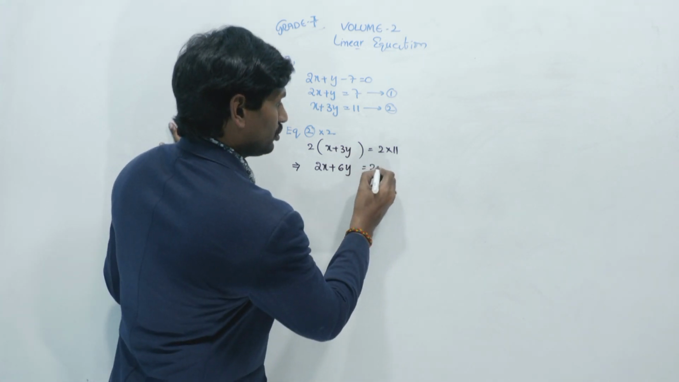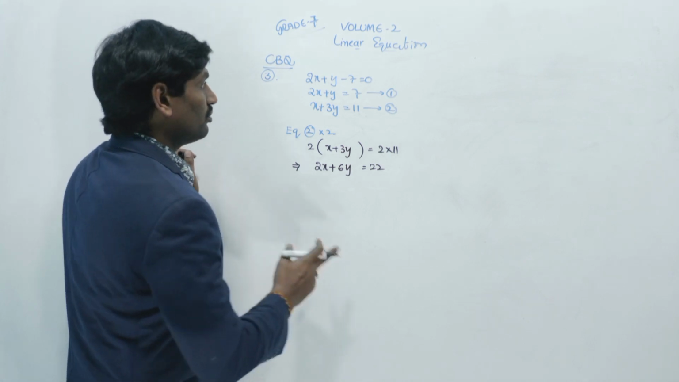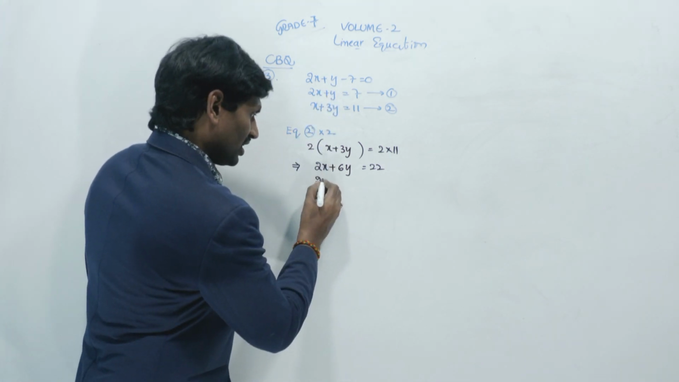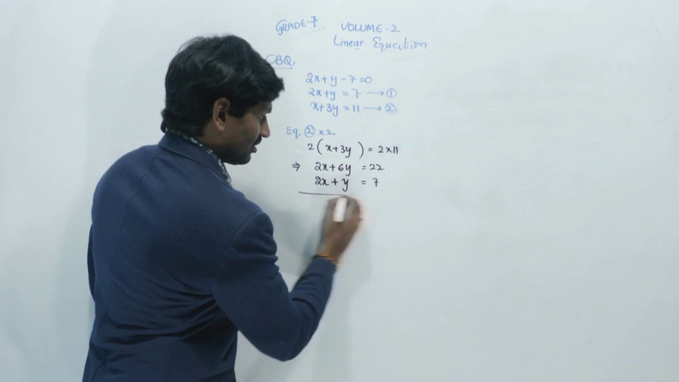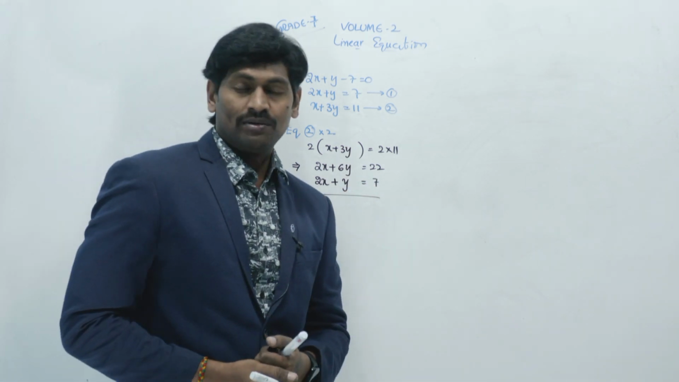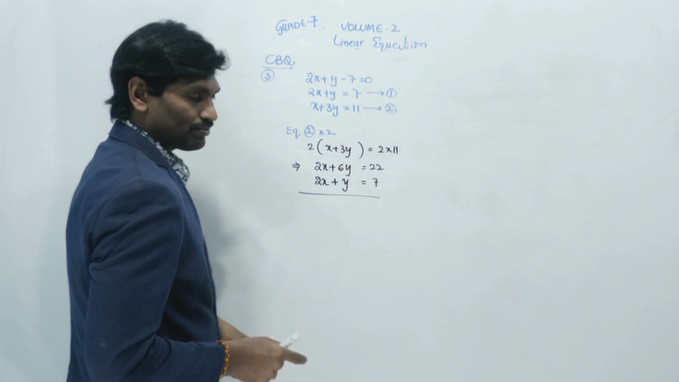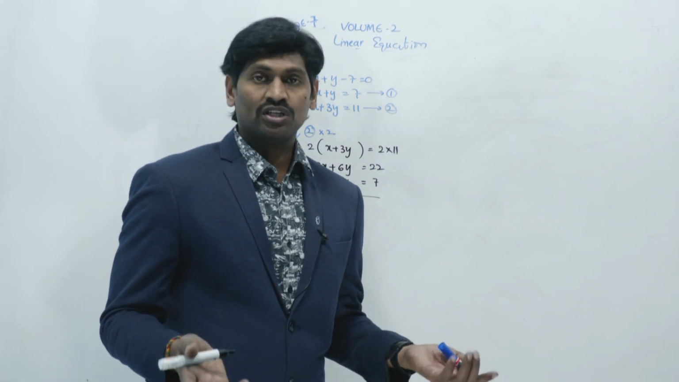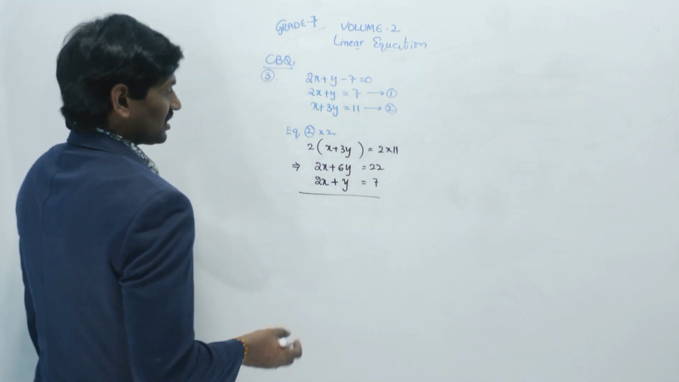That is equal to 22. This is the second equation. Now equation 1, I am just writing here: 2x plus y equals 7. Try to subtract both of them, because if you add both of them, 2x plus 2x becomes 4x. X is not eliminated, then we cannot find the value of y. Okay? Now just try to subtract.